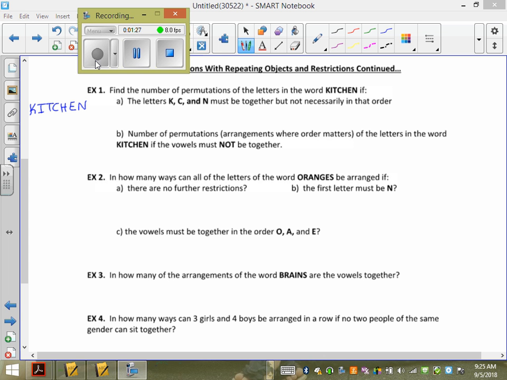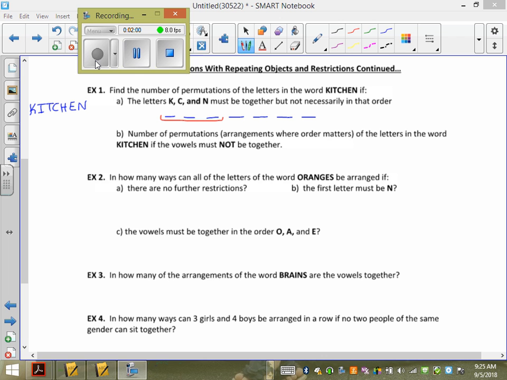7. Now it says the letters K, C, N must be together, but not necessarily in that order. We're using all the letters in the word kitchen because it doesn't say 4-letter words or 3-letter words, etc. So we're going to do 7 blanks. 1, 2, 3, 4, 5, 6, 7. Okay? Now it says we need to have K, C, N together, not necessarily in that order. We agree? Okay. So what I do to do that is I hook them together at the very front.